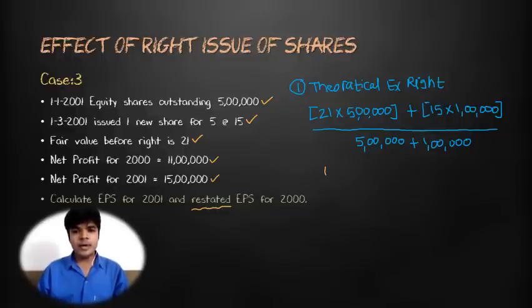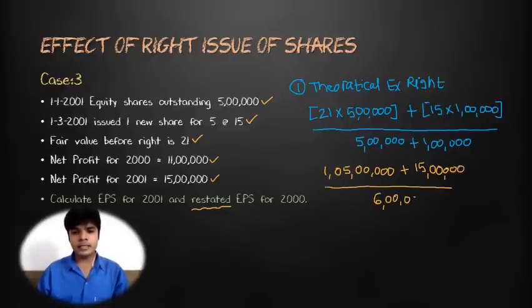So total number of shares are going to be 6 lakh. So here 21 into 5 lakhs is going to be 1 crore 5 lakhs, plus 15 into 1 lakh is 15 lakhs. It is divided by total number of shares, which are 6 lakhs. So theoretical ex-rights price is going to be rupees 20 here. So this is my first step.